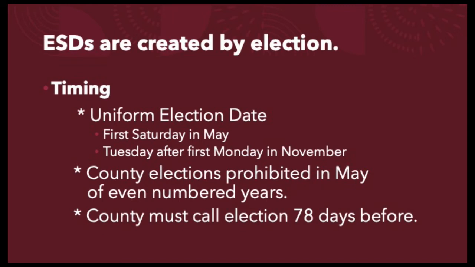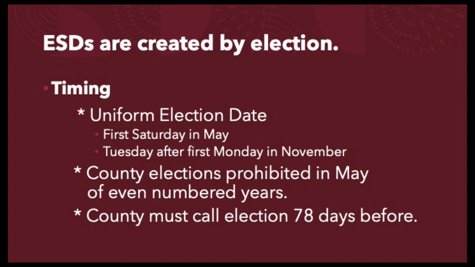All ESDs are created by an election conducted by the county government. There are only two uniform election dates in Texas, the first Saturday in May and the Tuesday after the first Monday in November. Under current law, counties cannot hold elections on the first Saturday in May in even-numbered years. That's because of possible conflicts with primary runoffs.